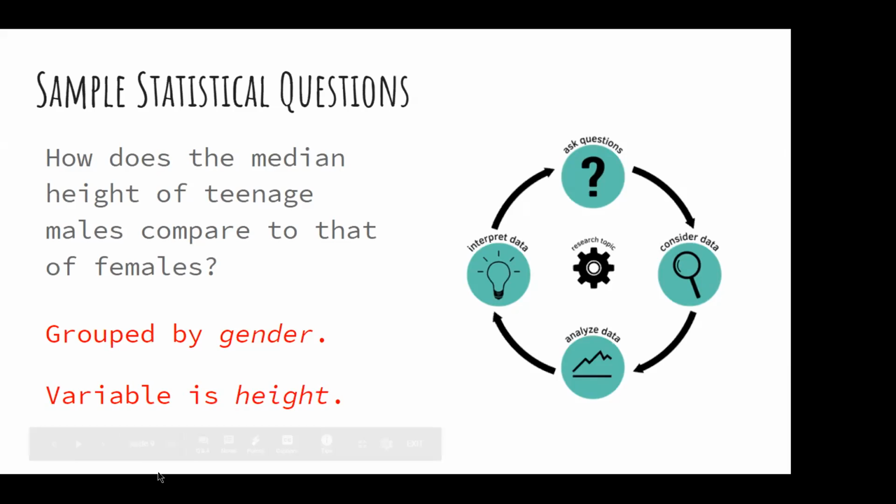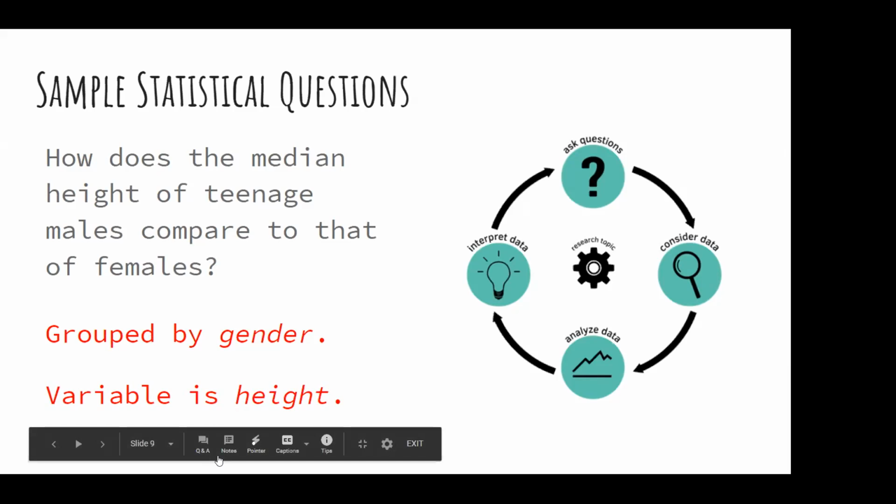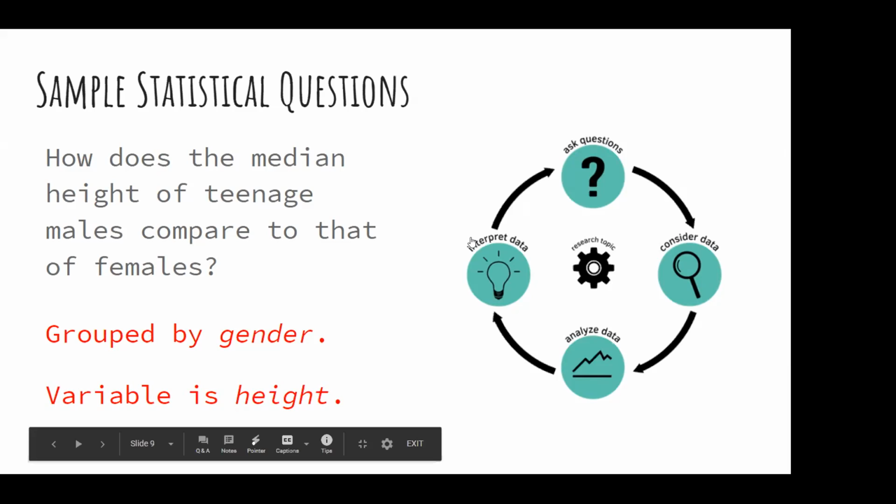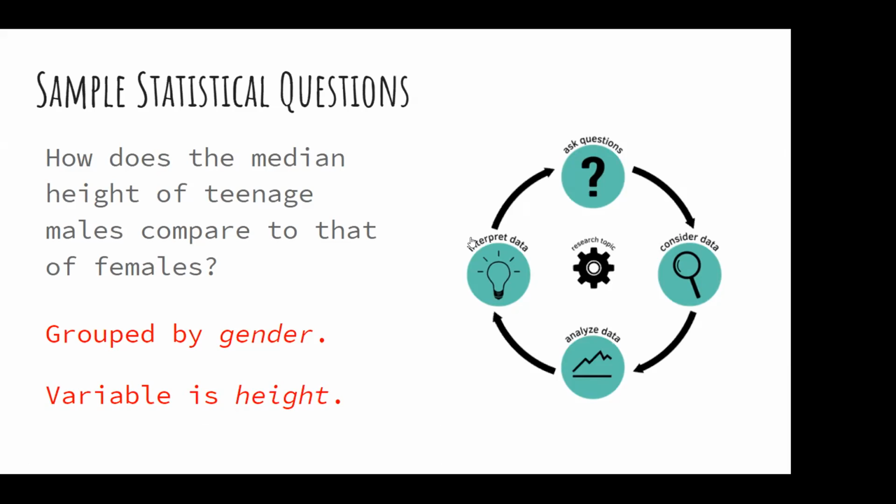Okay. Do me a favor, in the participants window, can I get a thumbs up or a thumbs down? Thumbs up is I'm understanding the statistical questions and grouping and variables. Thumbs down, I have questions.